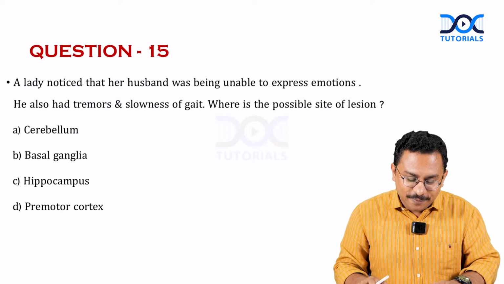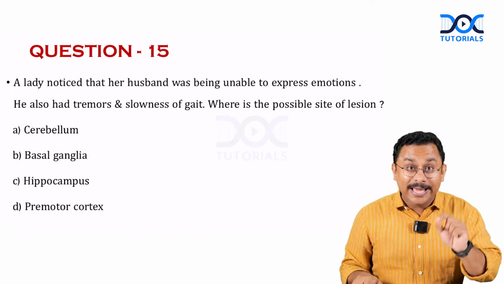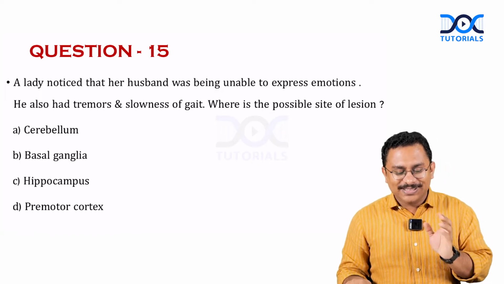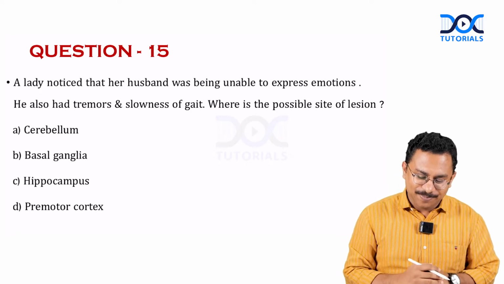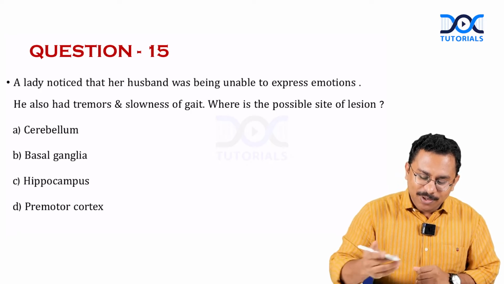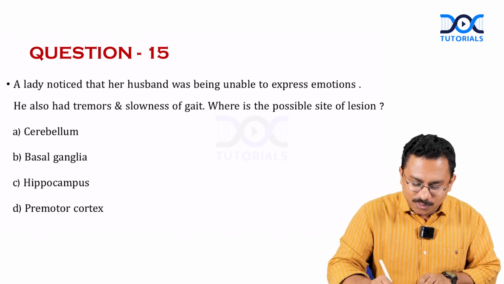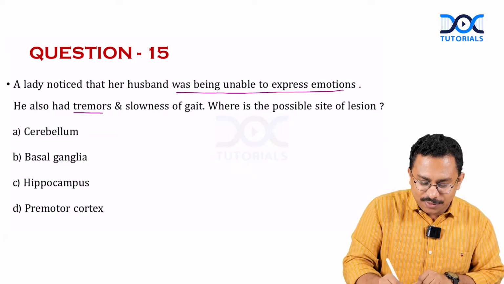Coming to question number 15. A lady noticed that her husband was unable to express emotions. He also had tremors and slowness of gait. Where is the possible site of lesion? Okay, so unable to express emotions, tremors and slowness of gait.